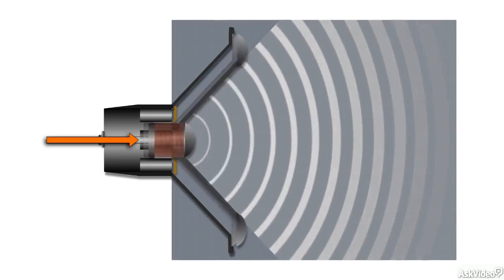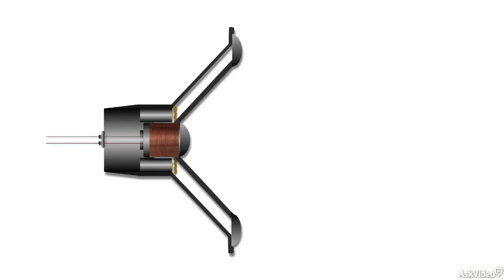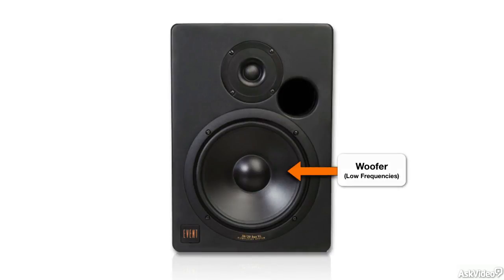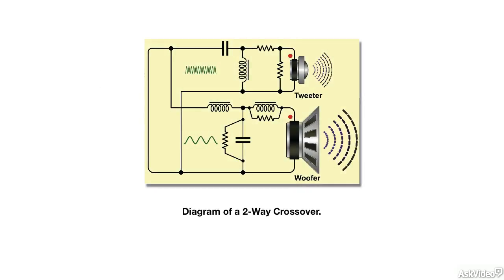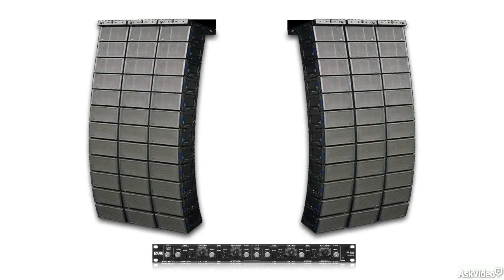As most of you know, the majority of loudspeaker designs optimize this process by dividing the full frequency range into two or more smaller ranges. The low frequencies are handled by the larger assembly, the woofer, and the highs by the smaller one, the tweeter. The division of frequencies is usually handled by an internal circuit called a crossover. Although in larger modular speaker systems, like the kind often found in high-end concert sound systems, the crossover functions might be handled by external electronics.